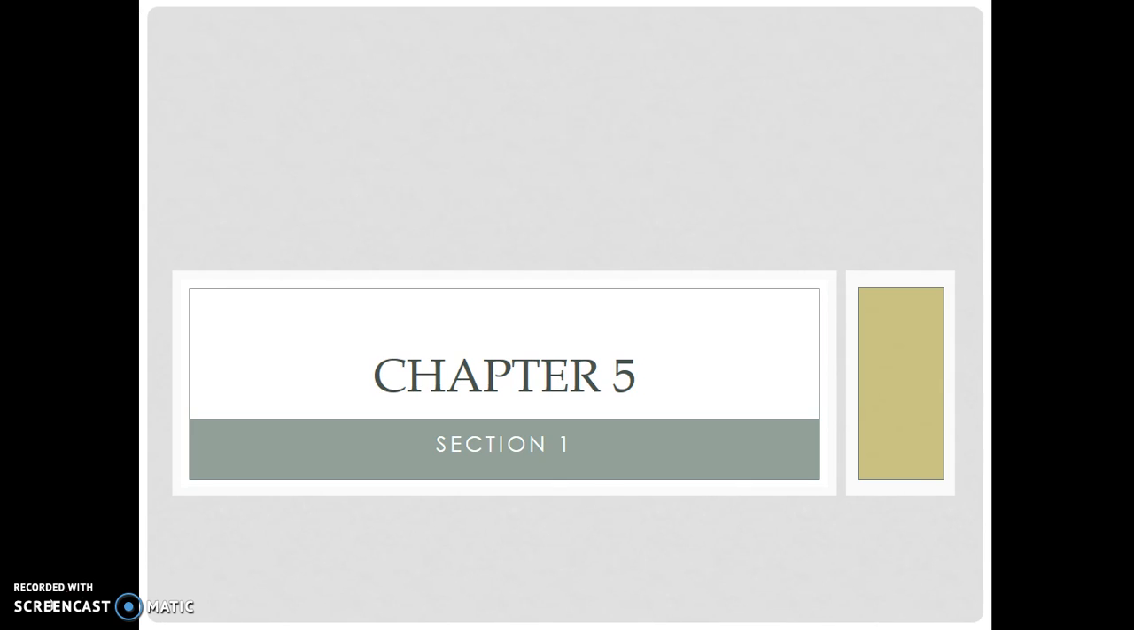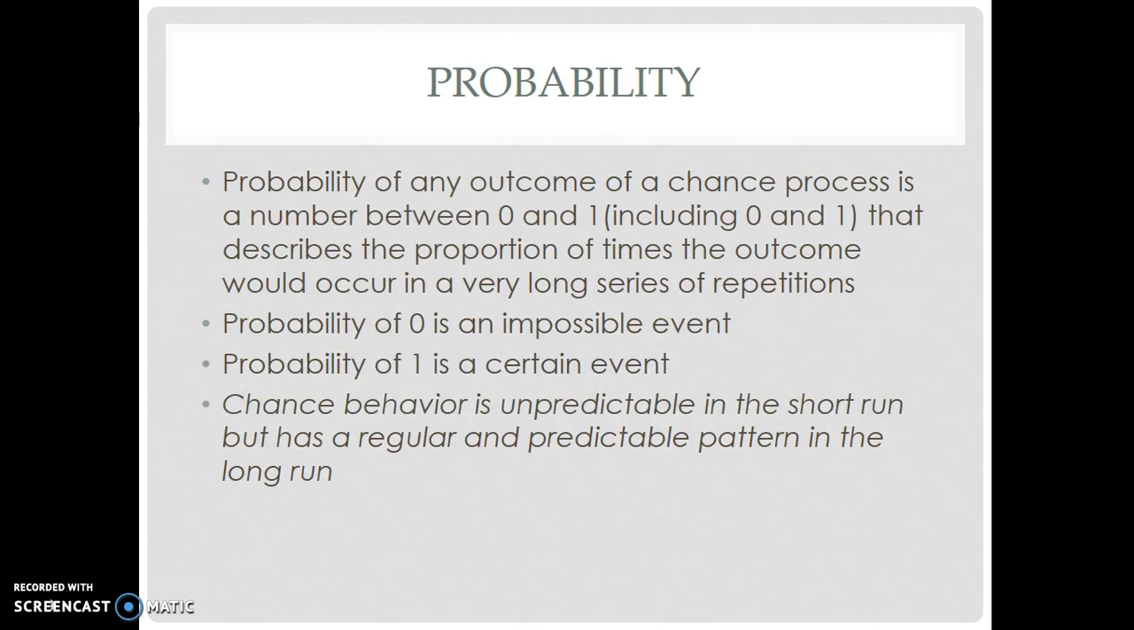The whole chapter is on probability, so this is pretty much an overview of probability stuff you've probably heard before. Probability is an outcome of a chance process that is a number between 0 and 1, and you can include 0 and 1. Those numbers describe the proportion of times the outcomes would occur in a very long series of repetitions. That's the important part: very long series of repetitions. A probability of 0 is an impossible event, and a probability of 1 is called a certain event.